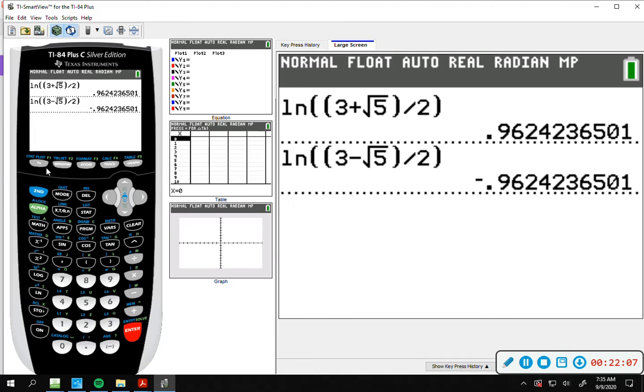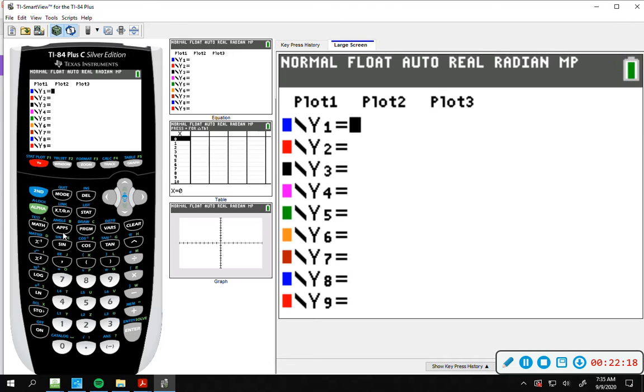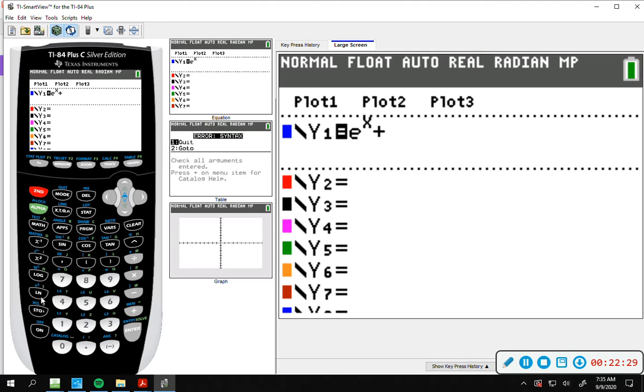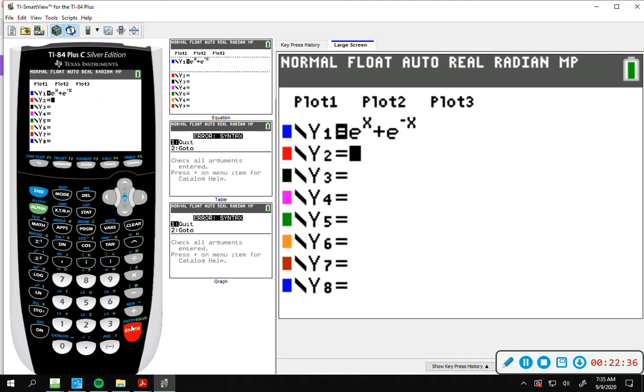Remember, the original equation here was e to the x plus e to the negative x equals 3. So I'm going to go to y equals. I'm going to graph the left-hand side. Second natural log will give me e raised to. I'm going to put an x in, cursor to the right, plus second e raised to. I'm going to put a negative x in here. I'm going to cursor to the right. Let's just graph this piece so we can take a look at it.